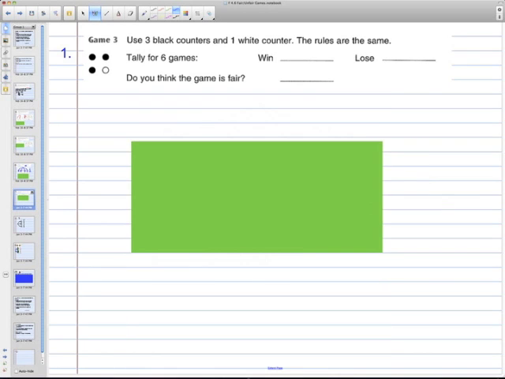Now it's your turn to check game 3. Make a tree diagram. Find the theoretical probability for each outcome and how many outcomes total there are, and decide if the game is fair or unfair. Click play when you're ready to check your tree diagram and your theoretical probability.